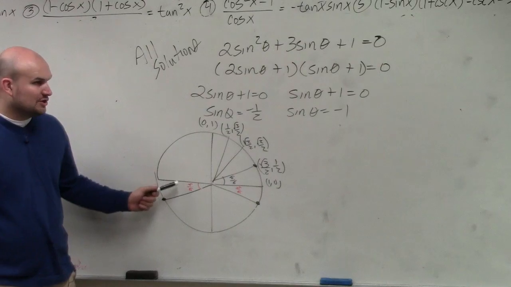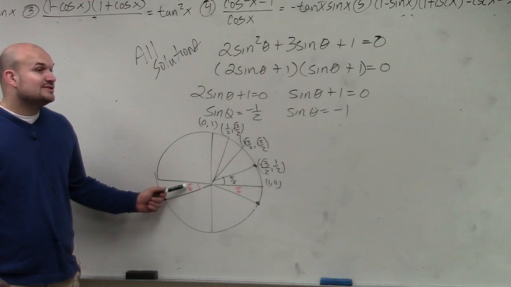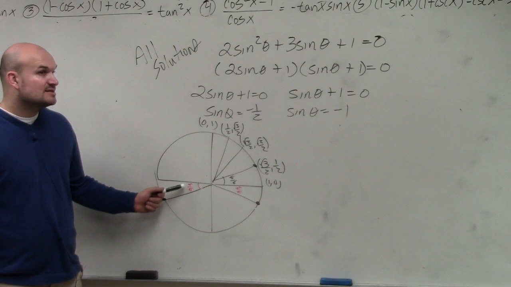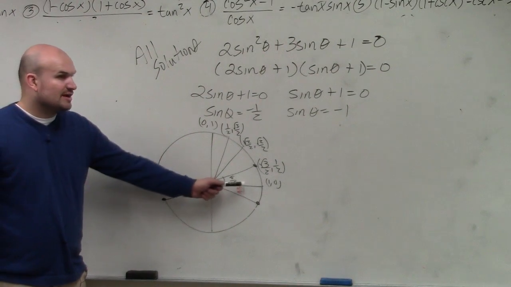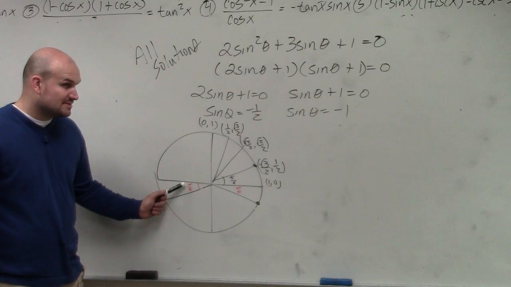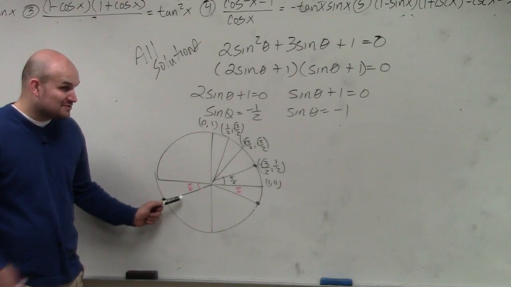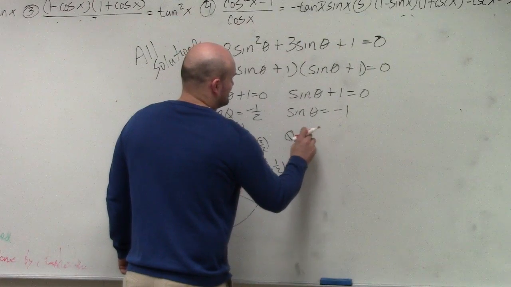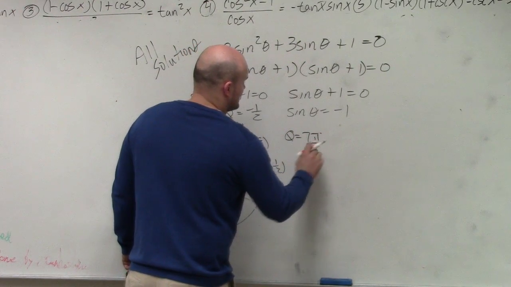If halfway around the circle is pi, in terms of 6 that would be 6 pi over 6. So therefore, halfway around the circle is 6 pi over 6. Add an extra pi over 6, you get 7 pi over 6. So I can say theta equals 7 pi over 6.